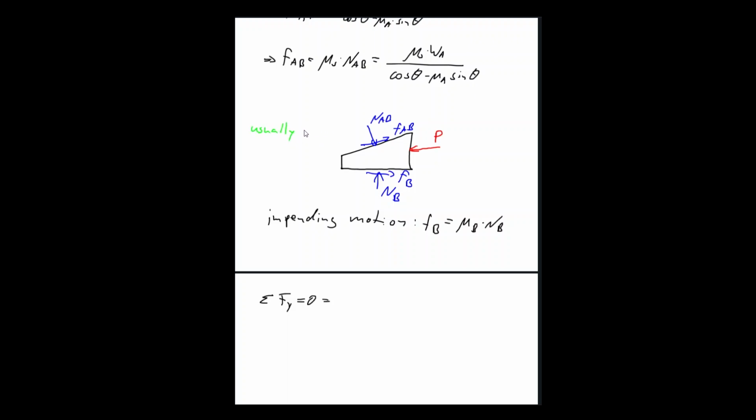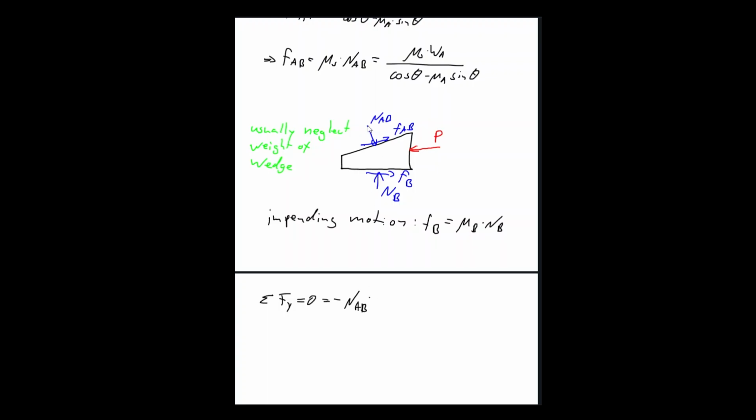Usually we neglect the weight of the wedge. And the reason is that's going to be very small compared to the block that we're trying to lift. All right, so we don't have a WB in this case. We will have an NB, so now we're going vertical, so that's going negative NAB.